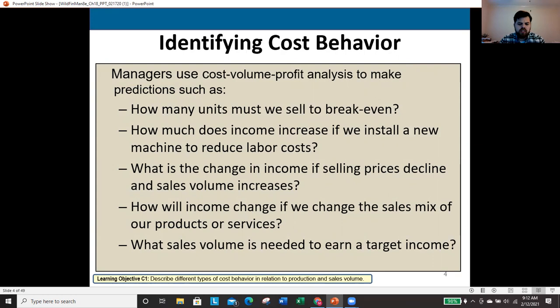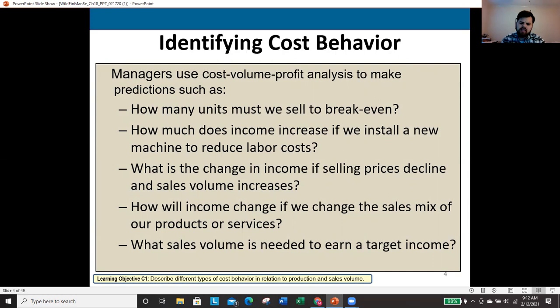Now, how much does income increase if we install a new machine? So we're going to perhaps have more fixed costs, but we are able to reduce labor costs. So we're giving up some variable costs, trading them in for a certain amount of fixed costs. How does that affect my actual income?